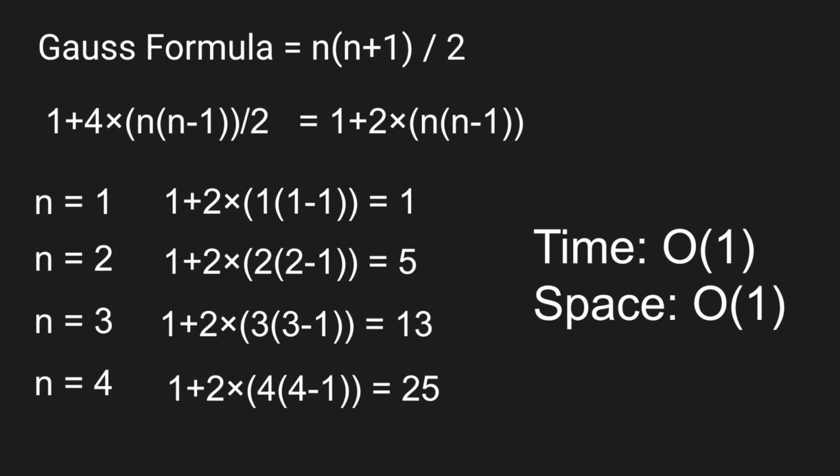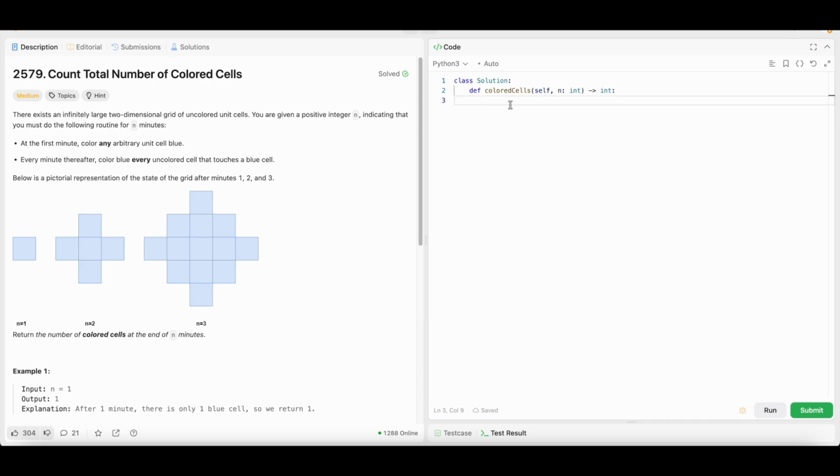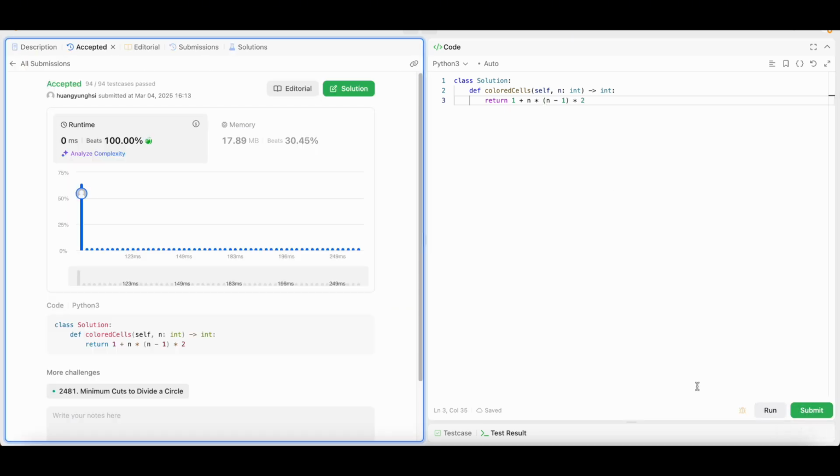So now let's get to the coding part where we are just basically returning the formula in one line. So we will return the formula, which is 1 plus n times (n minus 1) times 2. All right, let's see if it works. Okay, perfect.